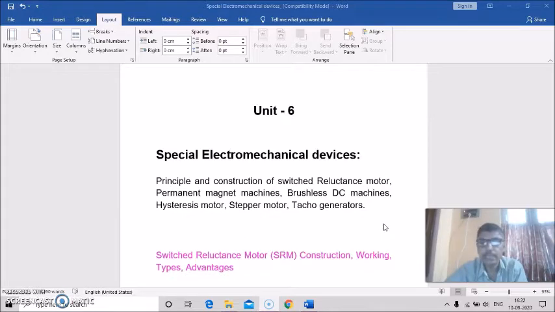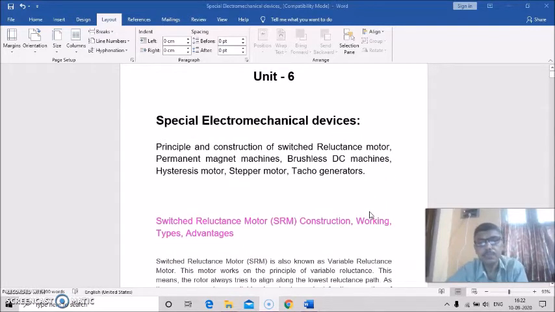In electric machine tools, in the last class we have completed the synchronous machines, that is parallel operations of alternators and synchronizations and load division. Okay, so today we'll start a new unit or module, that is the last module, unit 6.